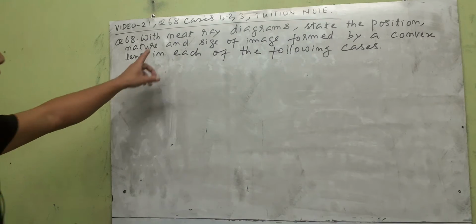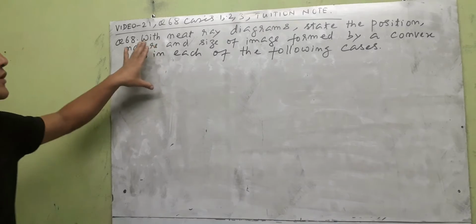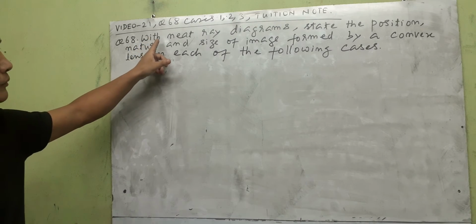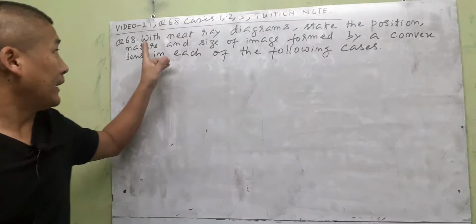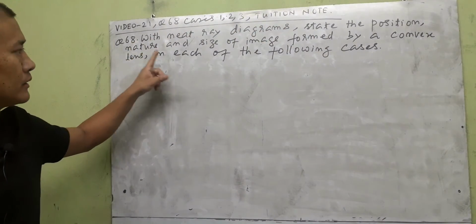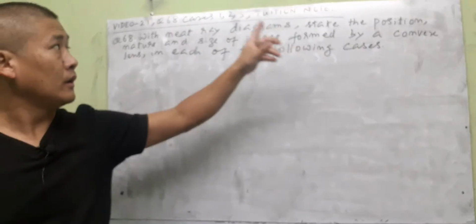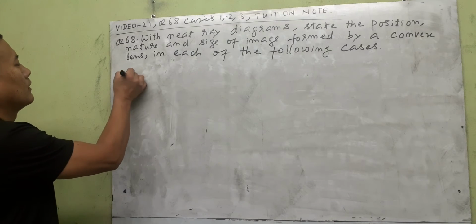Okay, so in this class, we'll discuss question 68, cases 1, 2, 3. So let us read the question once. With neat ray diagrams, state the position, nature, and size of the image formed by a convex lens in each of the following cases. We'll discuss cases 1, 2, 3 first.